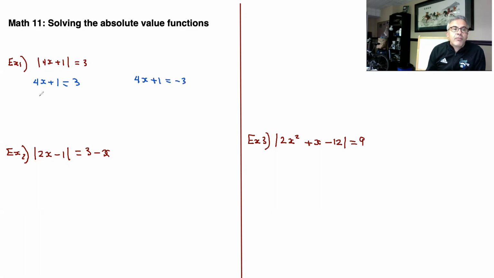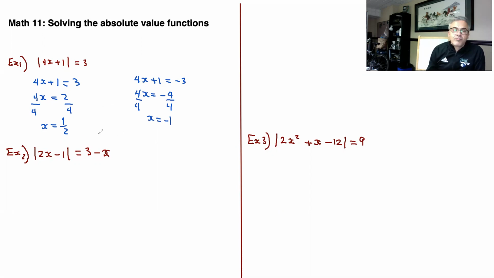Now you solve both of them, so this gives you 4x equals 2, since moving the 1 to the other side, we change it to -1. Divide both sides by 4, you get x equals 1/2. And this one, you move the 1 to the other side, so it becomes 4x equals -4. And divide both sides by 4, you get x equals -1.